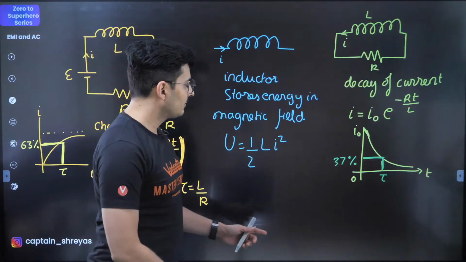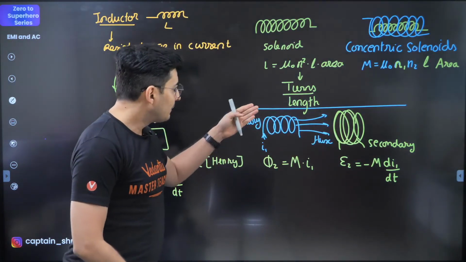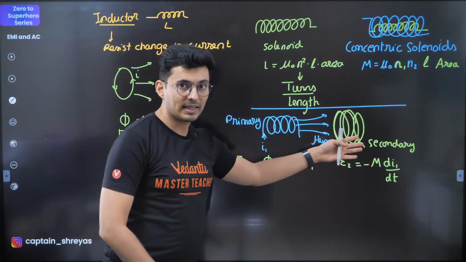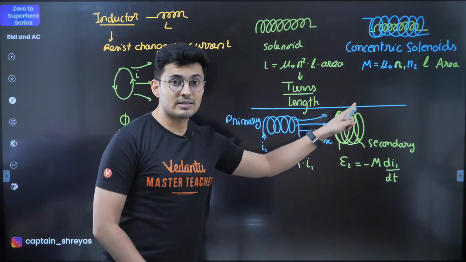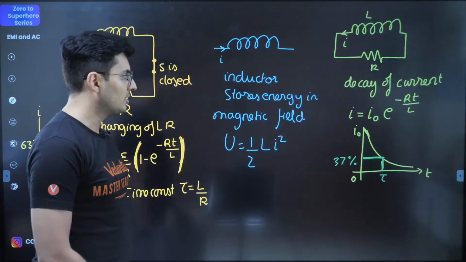Mutual inductance. This one. There is a primary coil, there is a secondary coil. The primary coil creates some magnetic field. That field will pass through the secondary coil. If there are variations in the primary, there are variations in the secondary, which creates EMF in the secondary. That's all it is based on.